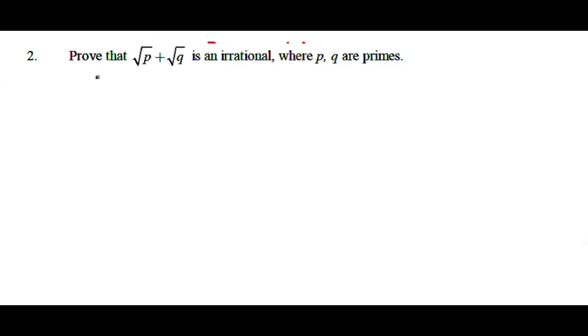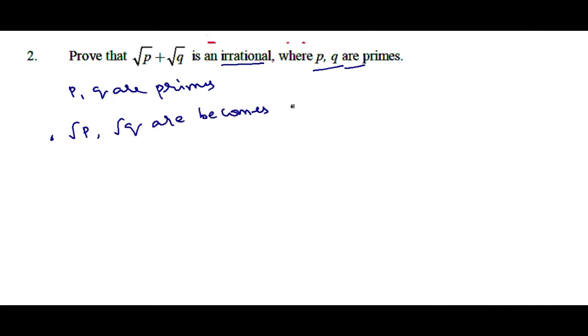Next one, prove that root p plus root q is an irrational number where p and q are prime numbers. Now already they given p and q are prime numbers. So what is meant by prime number? They don't have other factors other than 1 and itself. So if p and q are prime numbers, then root p and root q also become irrational numbers.